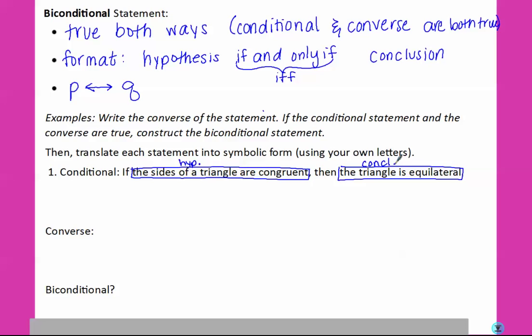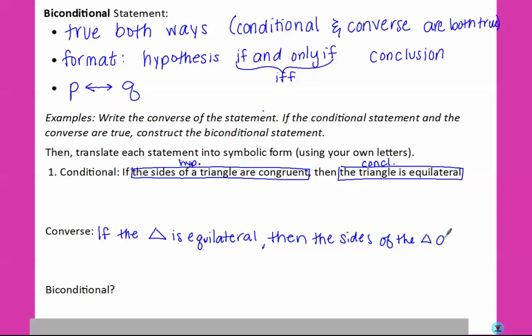So if you recall from last class, converse switches the order. So we would say, and a lot of times in geometry, instead of writing the word triangle, we just draw a triangle. So if the triangle is equilateral, then the sides of a triangle are congruent.